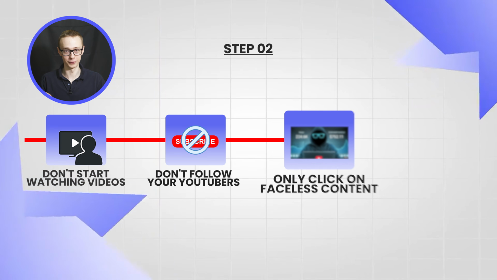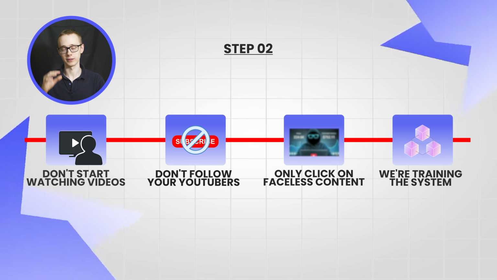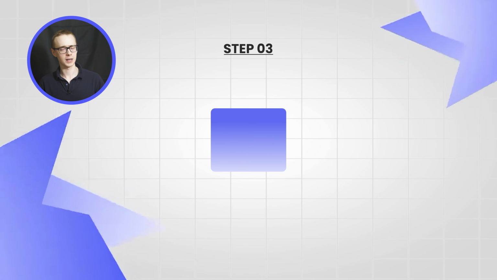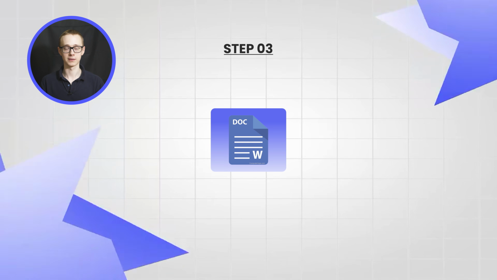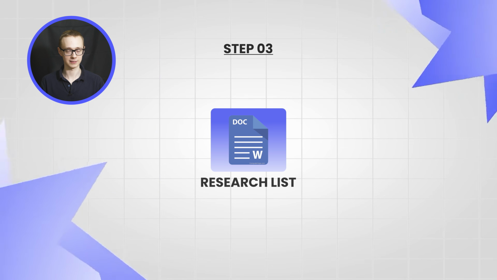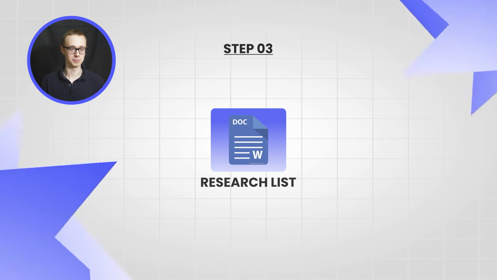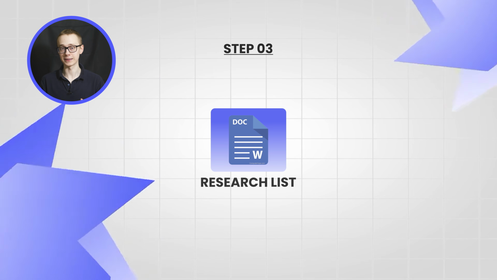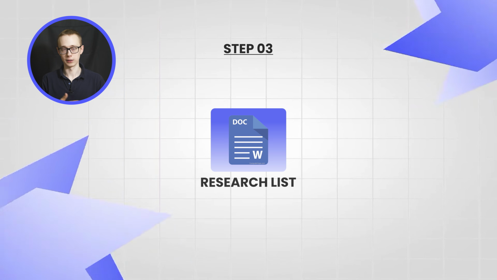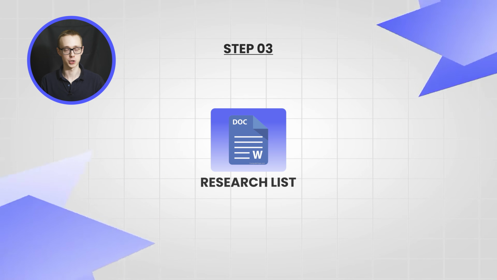The algorithm is so good. And we're training the system to show us these types of faceless channels. Now, at the same time, when you do this, create a new document and call it Research List. Yes, it's going to be our research list where we store all the channels that we find, or the good channels that we would possibly be using in the future for inspiration.